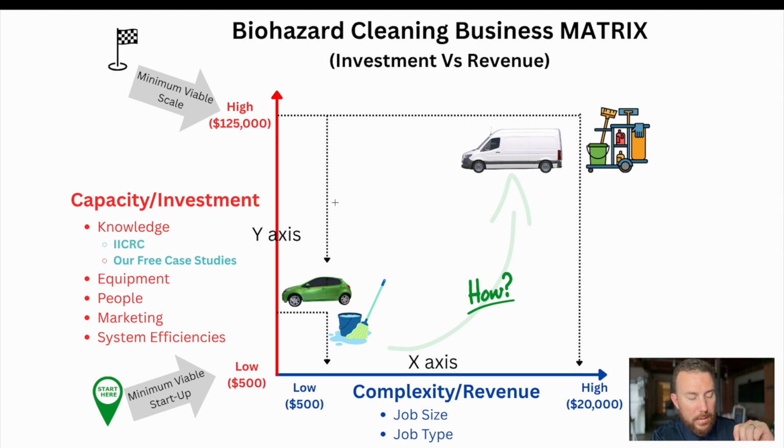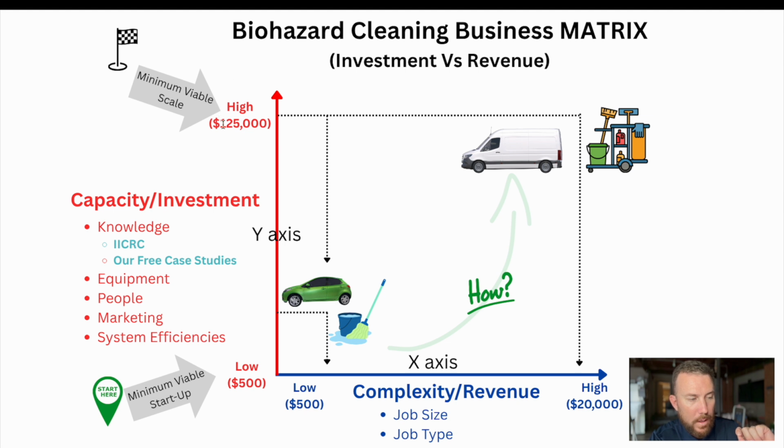That is the relationship there. These lines here illustrate that relationship. In the next slide, we're going to talk about what the minimum viable startup is, what that actually is. But as you can see represented here, if you have a low capacity because you've mainly made a low investment, then your revenue is low. You can only do low complex jobs.